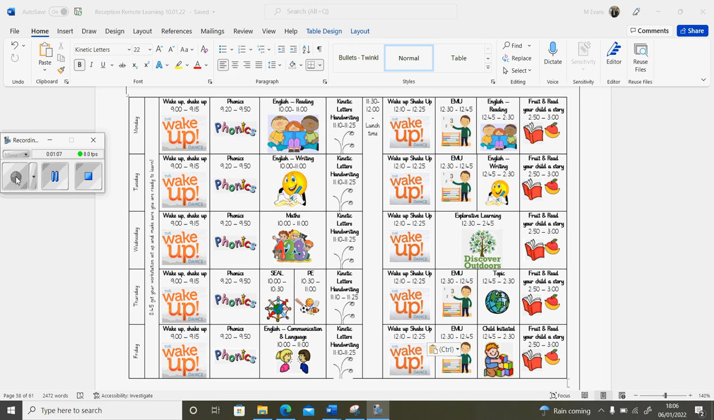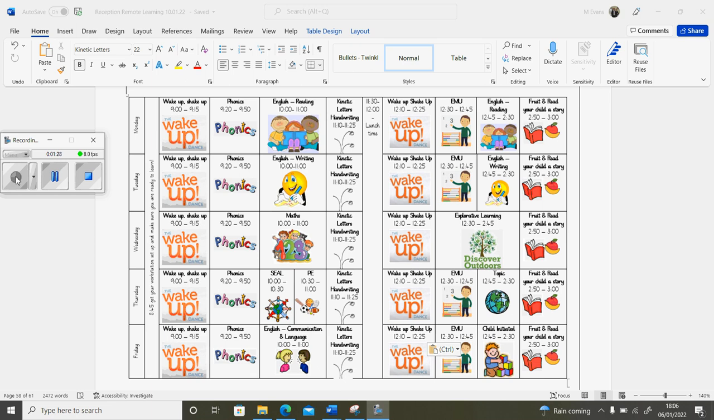Then in the afternoon, we've got wake up, shake up. We've got our emu, all the information's on the planning, our number of the week, which is number 4. And then we continue with our reading focus after our emu. Then every day at the end, we have a story and a piece of fruit. Then we move on to Tuesday.